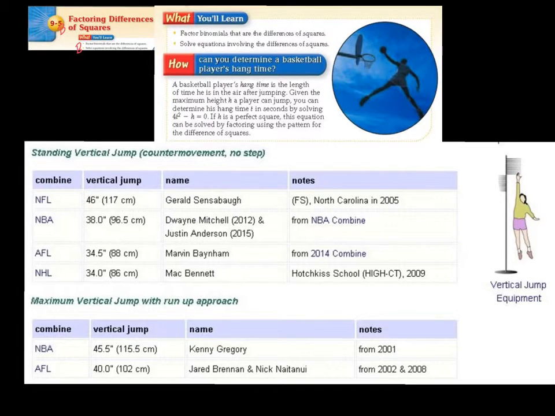I had no idea what a good vertical jump should be, so I did what you would do and I Googled maximum vertical jump, and this is what I found. So looking for a number that'd be nice, a perfect square, it looks like we could use 36 inches as a vertical jump height. And that's going to make a nice problem, actually.